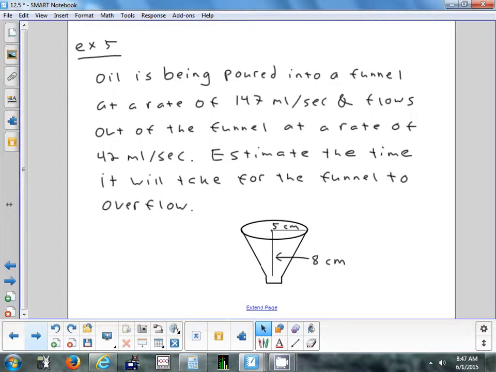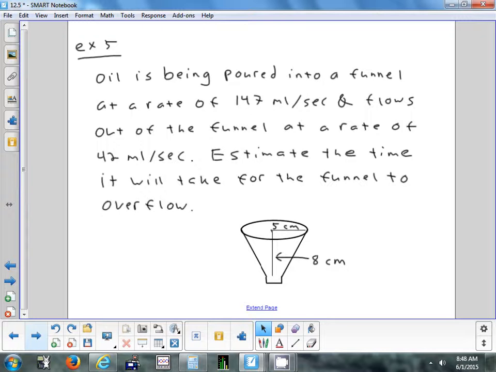Okay, take a second and just read through this. It says oil is being poured into a funnel at a rate of 147 milliliters a second, and it flows out of the funnel at 42 milliliters per second. Because of the width at the bottom, it can only flow out so fast. It says estimate the time it will take for the funnel to overflow.